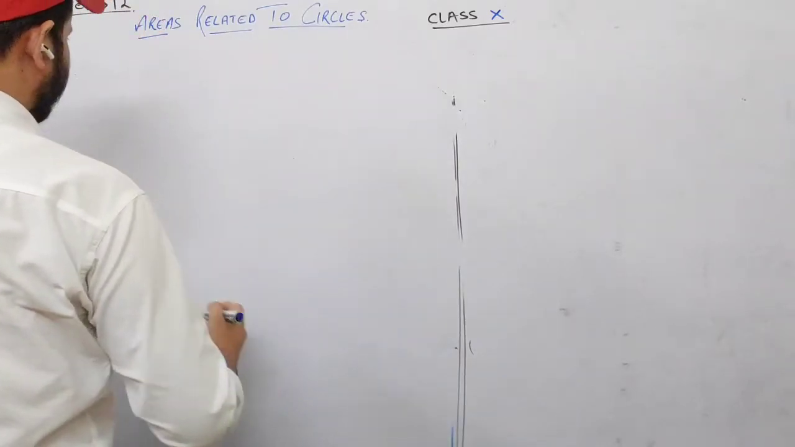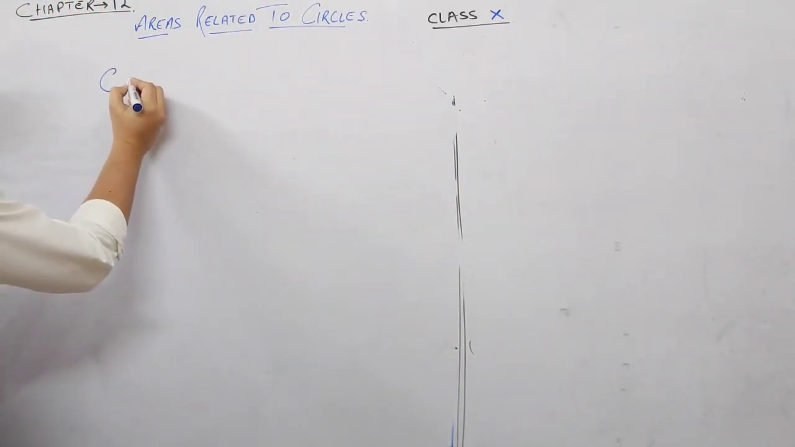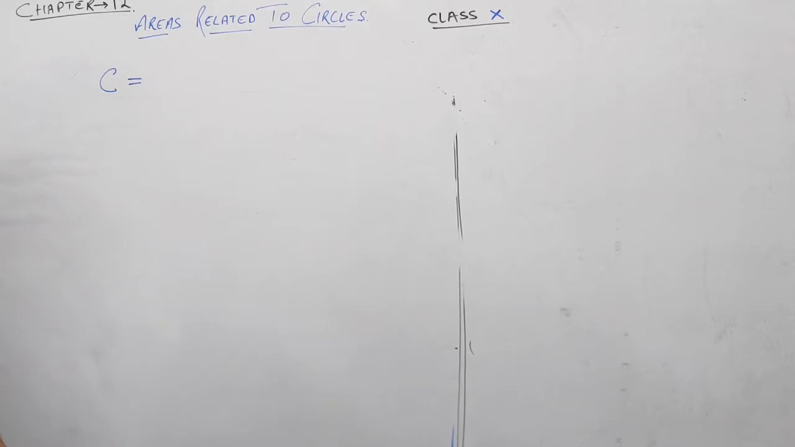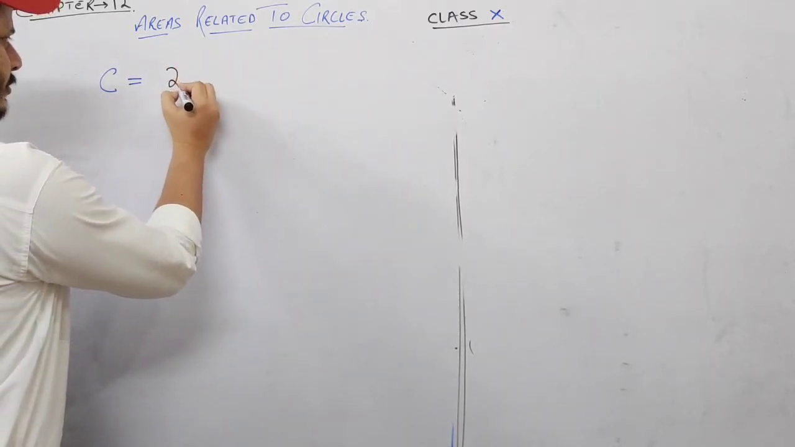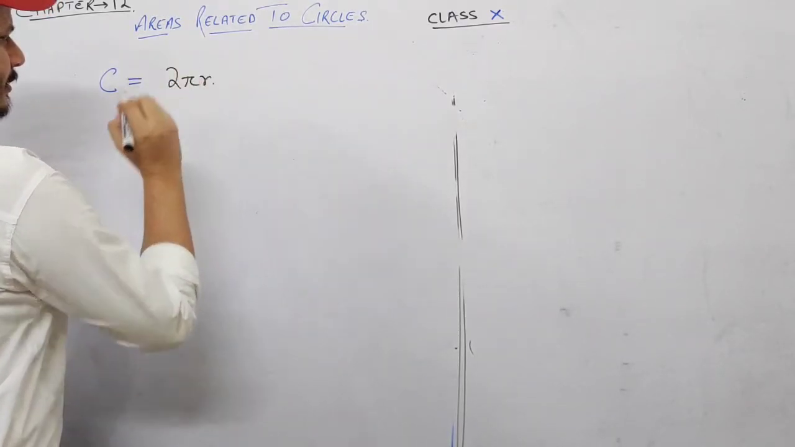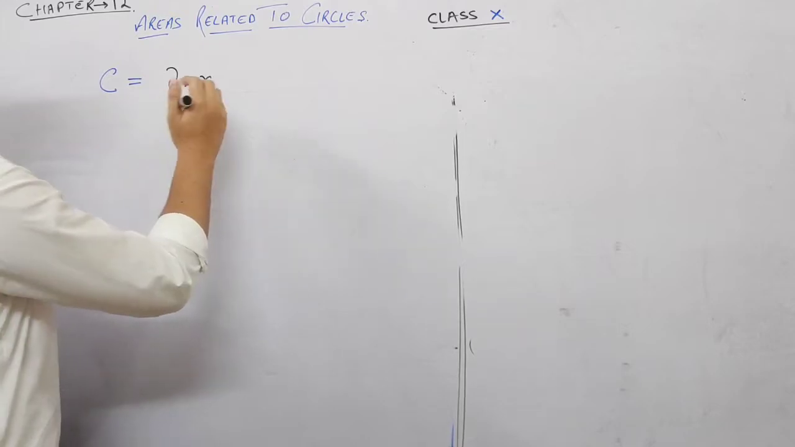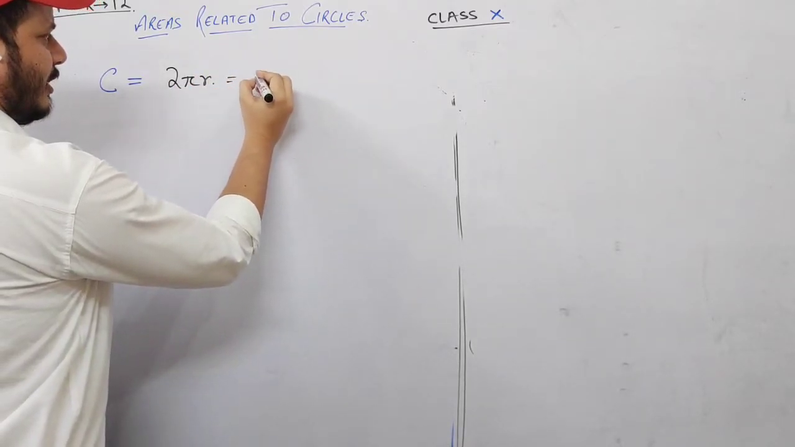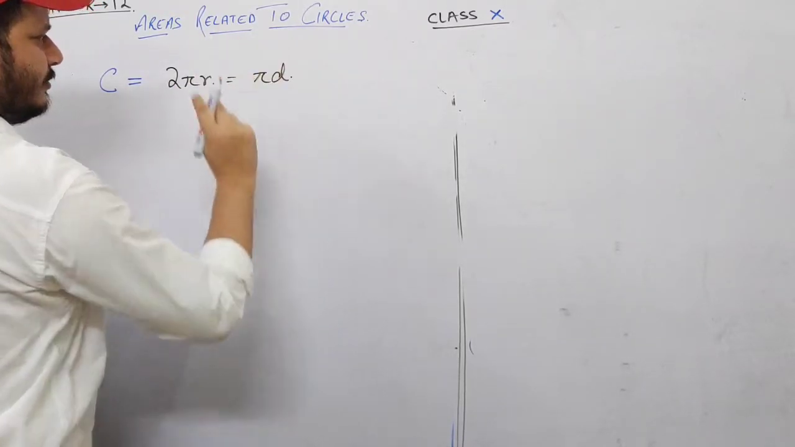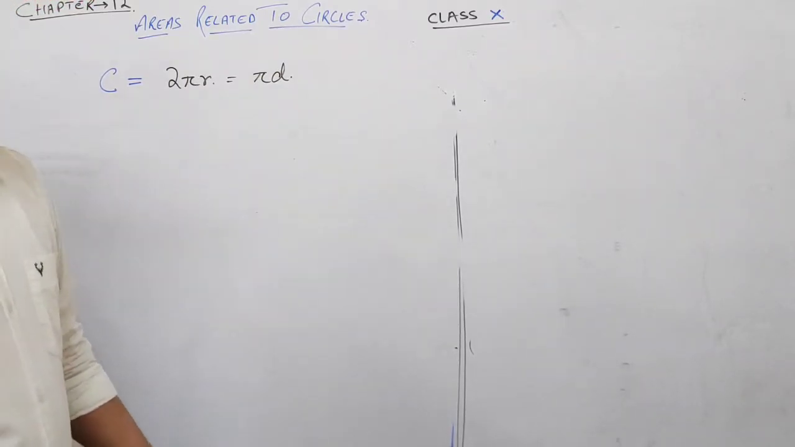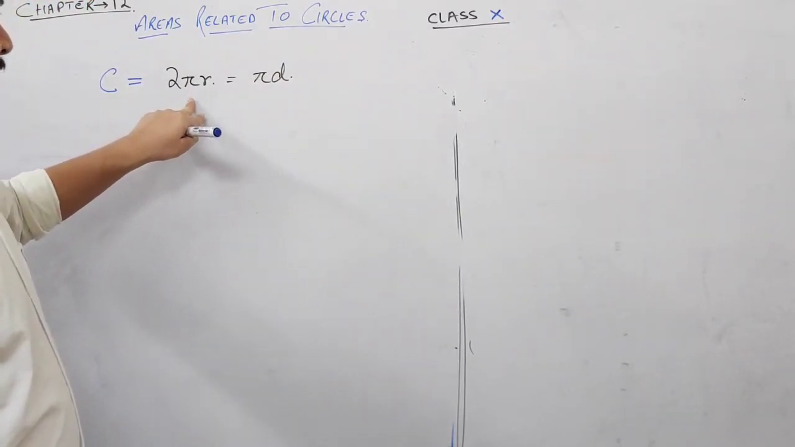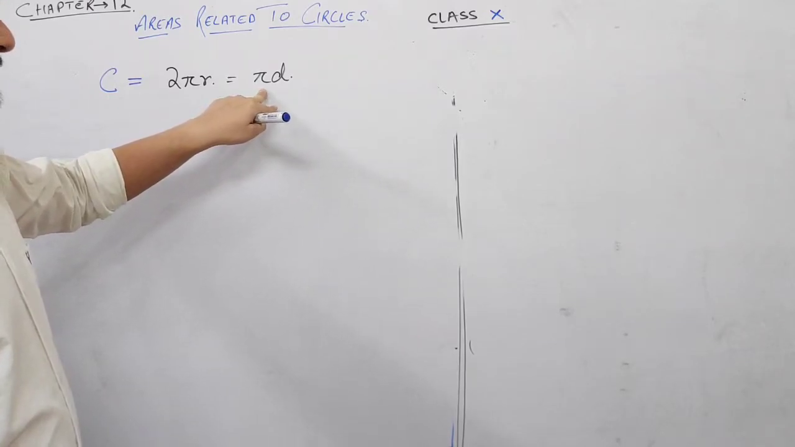So the first formula is the circumference. What is the circumference of a circle? The formula of the circumference is 2 pi r. If we have to write this formula in terms of diameter, then the formula is pi d. Circumference is equal to either 2 pi r or pi d.